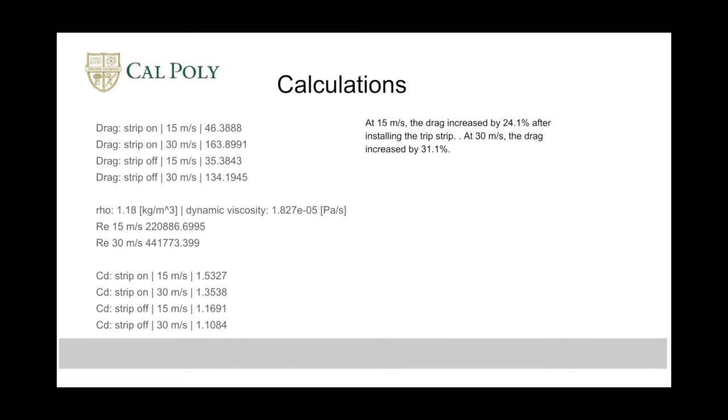At 15 meters per second, the drag increased by 24.1%. At 30 meters per second, the drag increased by 31.1%. The drag increases more at 30 meters per second because the ratio of static pressure over dynamic pressure is higher. We expect this trend to follow for increasing velocities, but more testing focused on velocity change would be necessary to confirm.